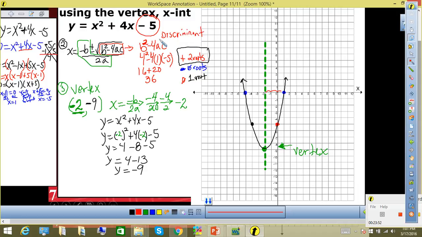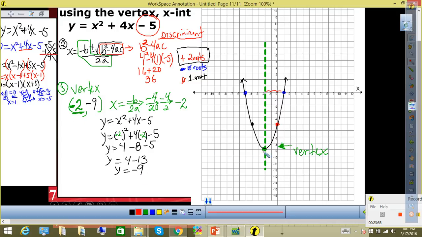We use the discriminant to find out how many roots we're going to have and predict already in our brain how our graph is going to look. Step 3, we're going to find the vertex. How do we find the vertex? We use the beginning part of the quadratic formula to find the x value. That goes in there. To find our y value, we substitute that x value into the original equation, which we did. That's how we got our y value.